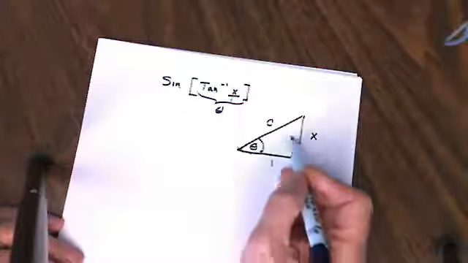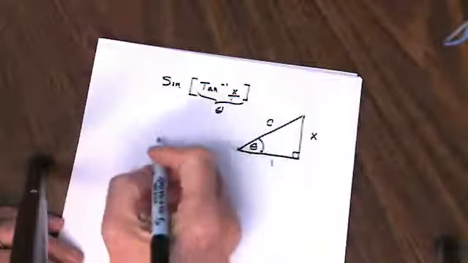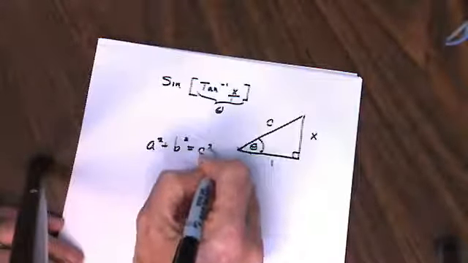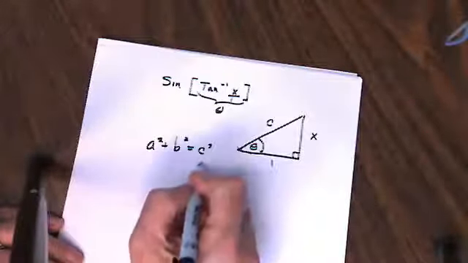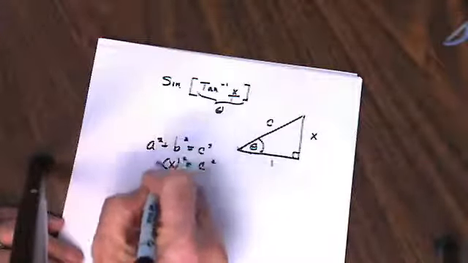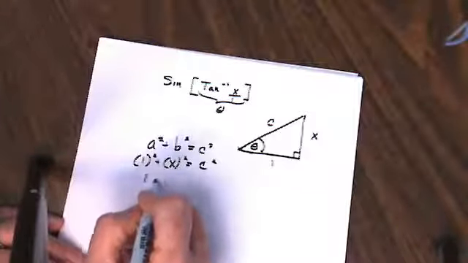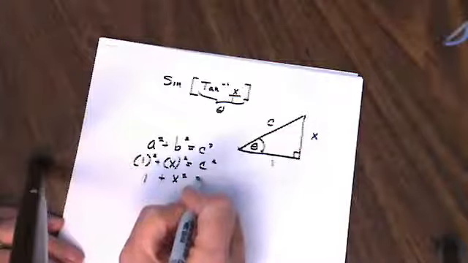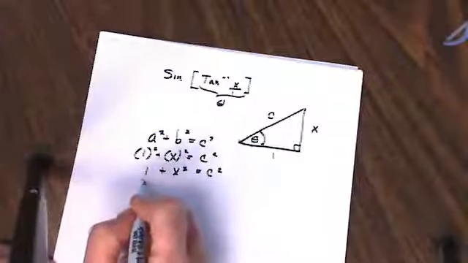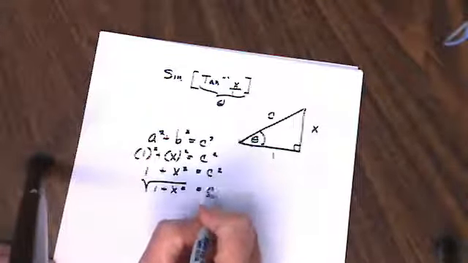So I'm going to find the length of the hypotenuse in terms of x's and 1's. I'm going to again use my Pythagorean theorem, a squared plus b squared is equal to c squared. I don't know c squared, that's what I want to find here. x is the side opposite and 1 is the side adjacent. When I square those sides, I get 1 plus x squared is equal to c squared. Now I'm going to take the square root of both of those sides, and I get the square root of 1 plus x squared is equal to c.